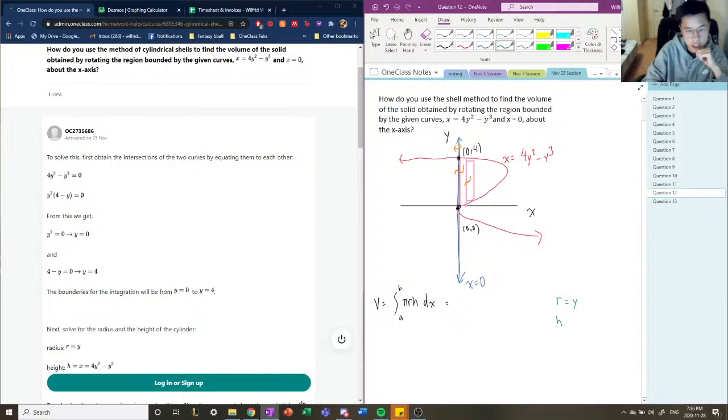And our height of our cylinder is going to be where this rectangle touches our graph, which is going to be 4y squared minus y cubed. Okay, so 4y squared minus y cubed. So our radius is going to be, I guess, the width of the rectangle in that sense, and the height is going to be our function 4y squared minus y cubed. Okay.